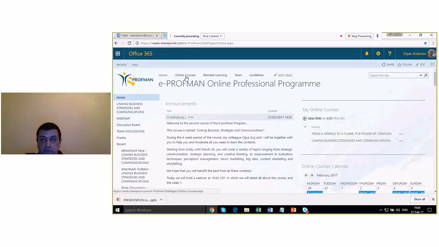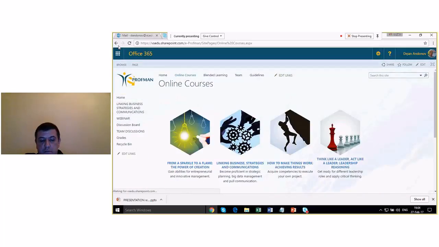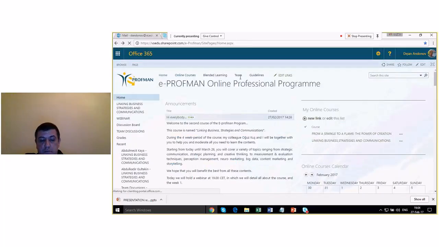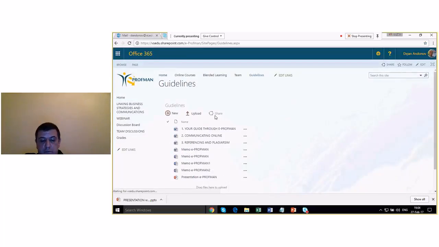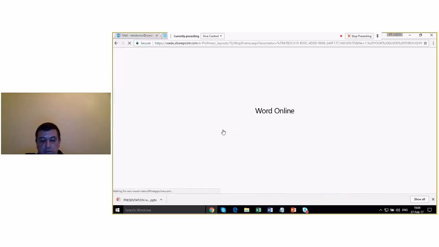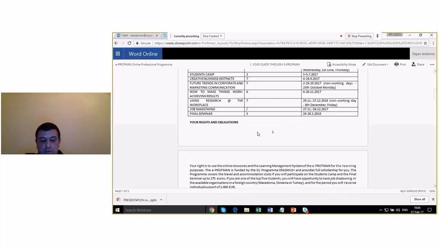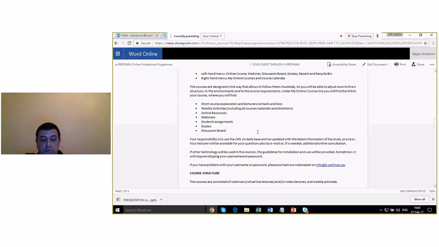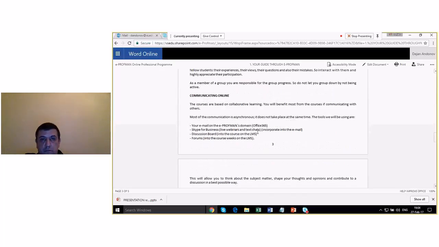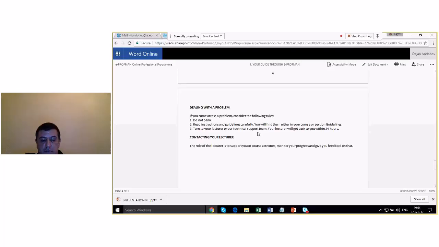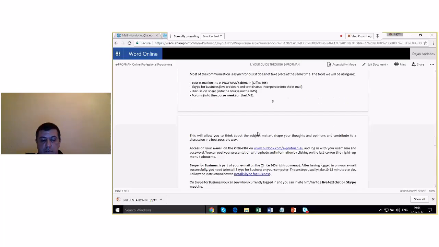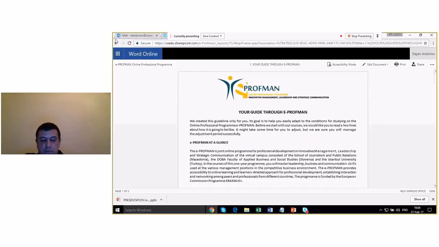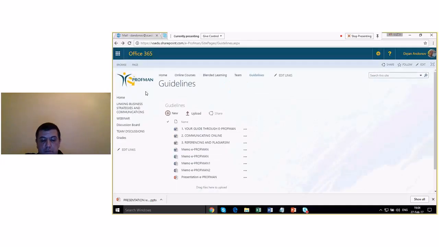As you know, on the top menu, you can see the sections online courses, blended learning team. They contain the general information about the program. The most important for you is the section guidelines, especially this document, your guide through e-PROFMAN, where you can find all administrative and technical information about the program, and it is very recommended to read this document.